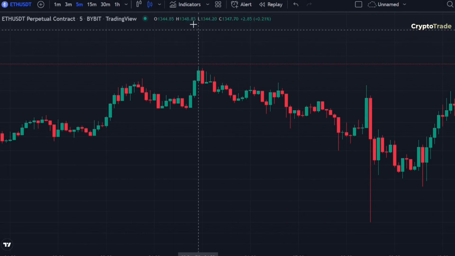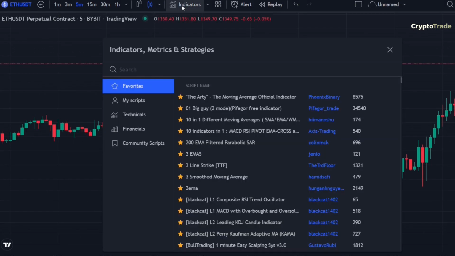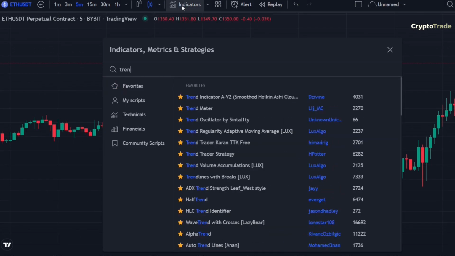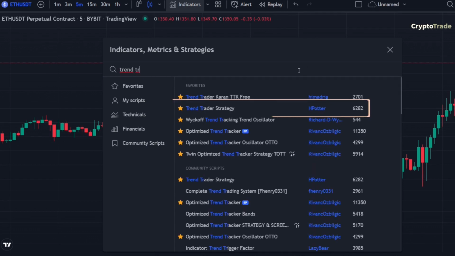To add the first indicator to the chart, open the indicator search bar in TradingView and type Trend Trader Strategy. Select this indicator as shown here in the video.